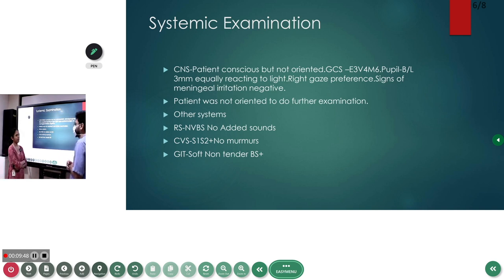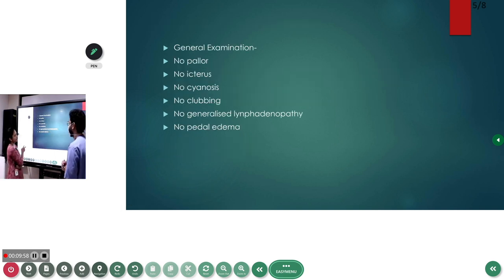Was the patient taking anything? No, the patient was not taking any drugs, only antibiotics. On examination, no pallor, icterus, cyanosis, bleeding, or generalized swelling or pain.